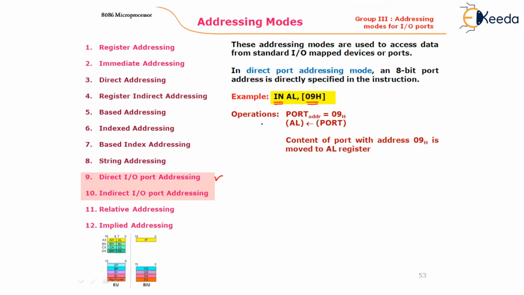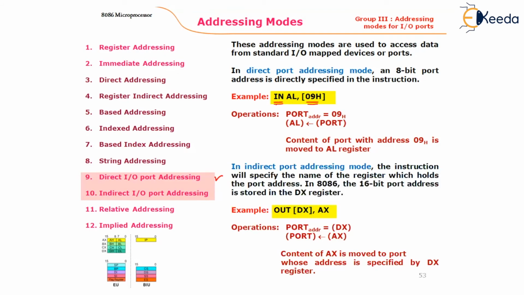This is what direct IO port addressing is, or indirect IO port addressing. In the indirect IO port addressing, this address will be specified in a register. I'll show you here. In the indirect addressing mode, the address will be specified within a register. The instruction will specify the name of the register which holds a port address. Here in this case, DX. The contents of the accumulator will get transferred to the port address which is held by the DX register. This is the difference between direct IO port addressing and indirect IO port addressing.